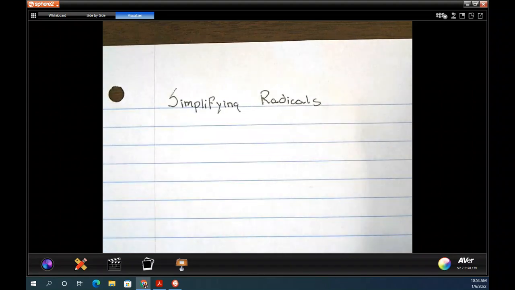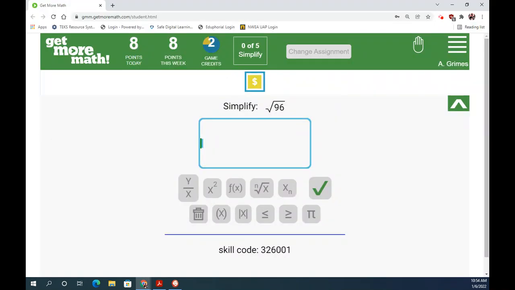Okay, simplifying radicals. Here's the deal. We're going to work it this way. Now, here are the type of problems you're going to get. The square root of 96.